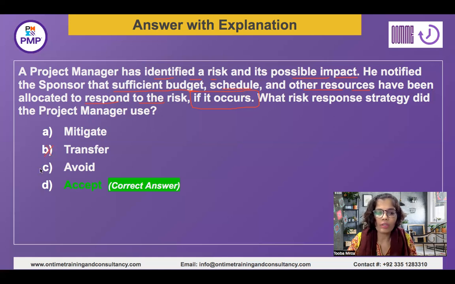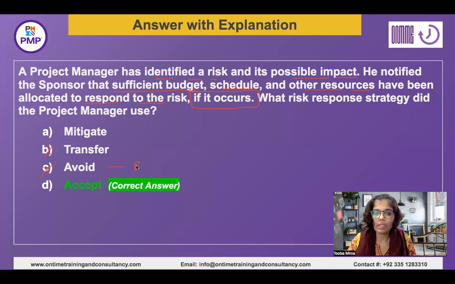So what is a transfer response strategy? Transfer means you are transferring the ownership of this identified risk to any party outside your team or outside your organization, which clearly is not the talk over here. Then what is avoid response strategy? Avoid response strategy says that just avoid this risk.